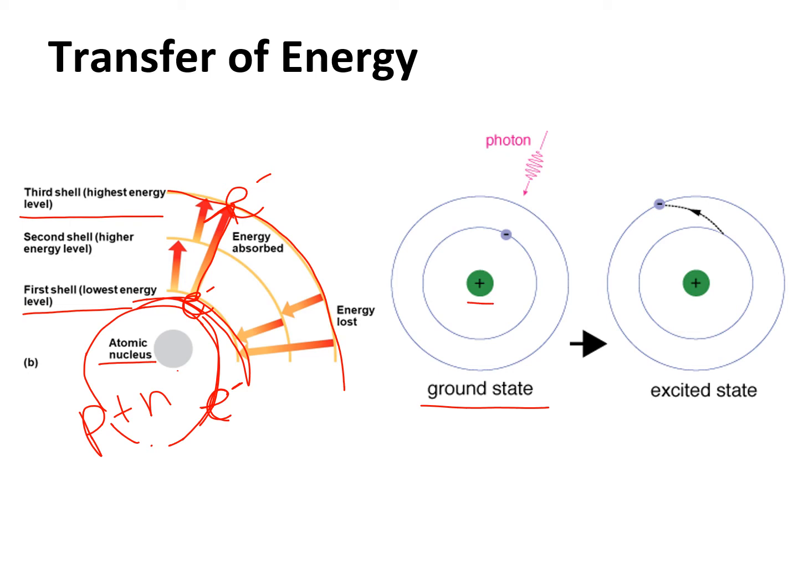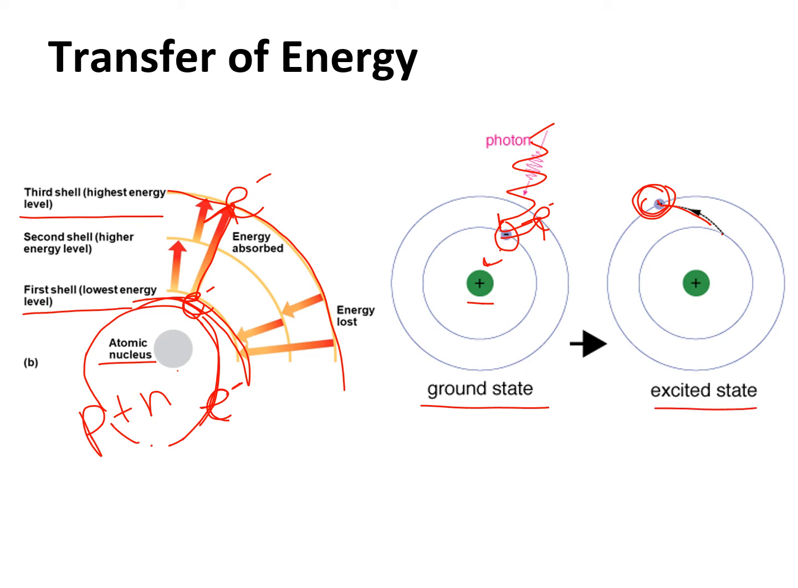So here is the nucleus, here's an electron, and it's fairly close to the nucleus. When a photon comes in, it's going to literally hit the electron and transfer energy to the electron. And when it transfers energy to the electron, it's going to be bumped up into a higher energy level, so it is moved further away from the nucleus. And when that happens to an electron, we say it's in the excited state.